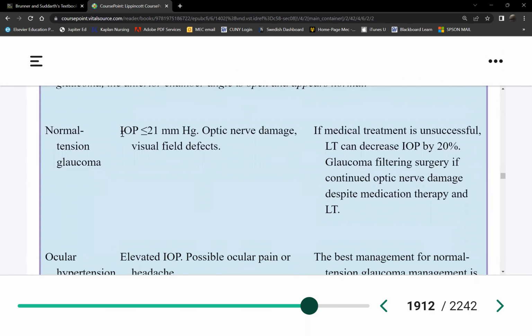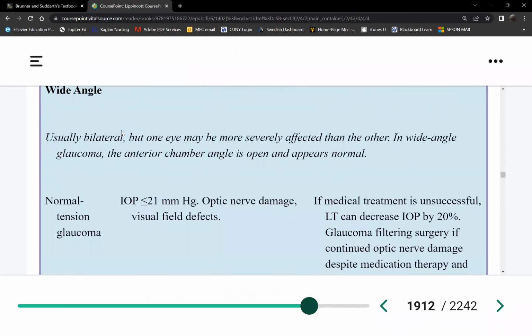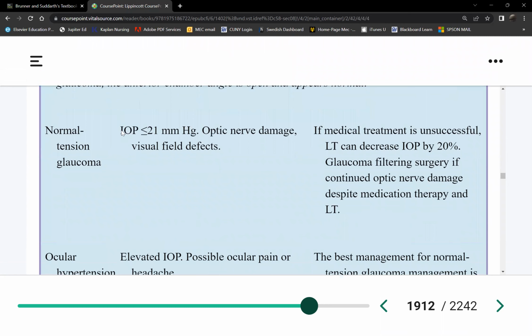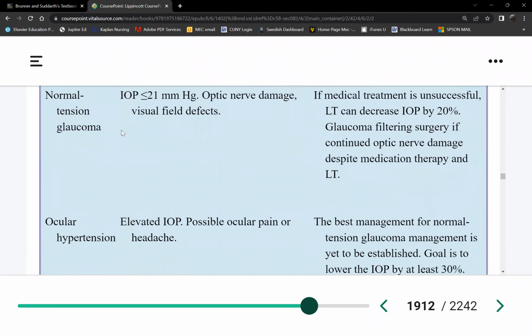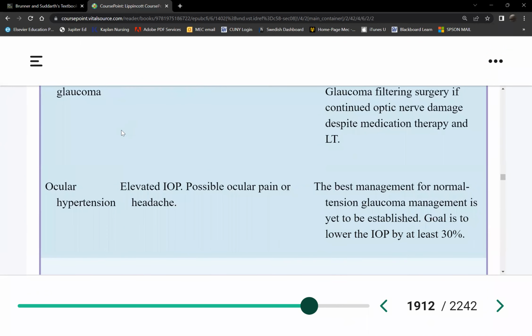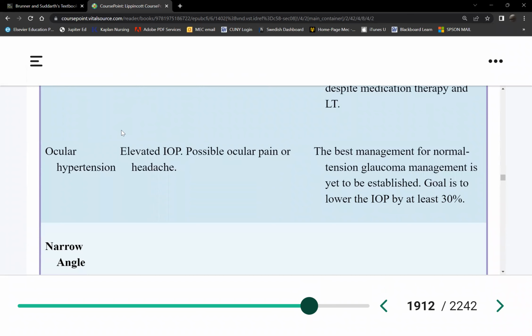Normal IOP is 10 to 15 millimeters of mercury. No, you don't have to go into that detail. Okay, so let me just put it this way. All glaucomas are treated the same way anyway. So we'll just distinguish with the acute emergency.